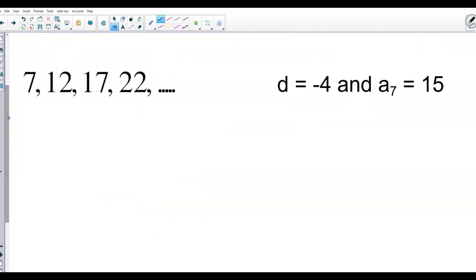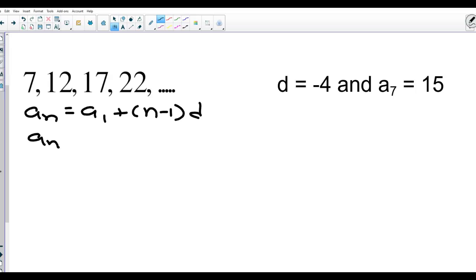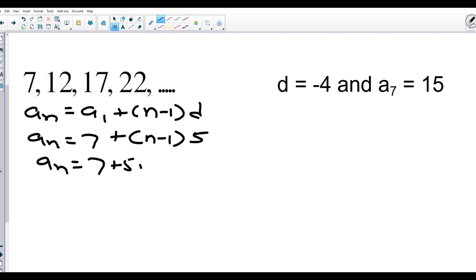All right, so a sub n equals a sub 1 plus n minus 1 times d. That's what I'm going to write each time. My a sub 1 is 7. My d here is 5. So I'm going to come up with my rule first. 7 plus 5n minus 5. 5n plus 2. That's the rule.